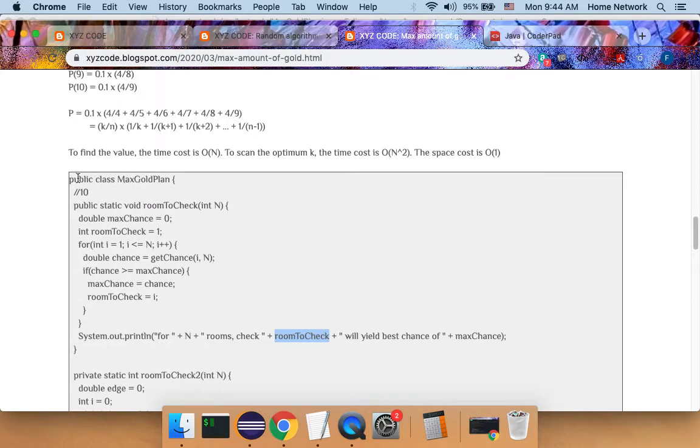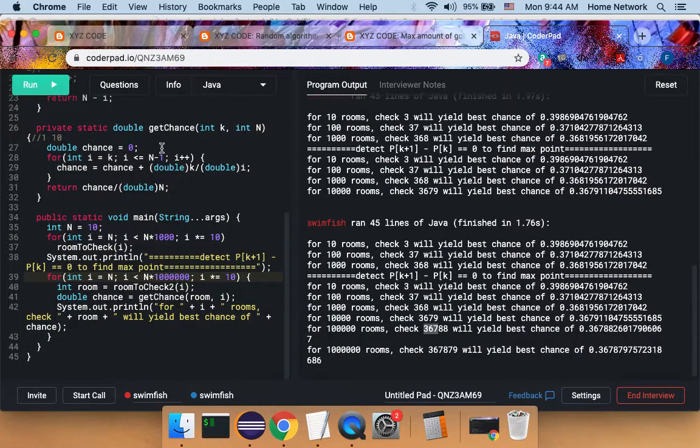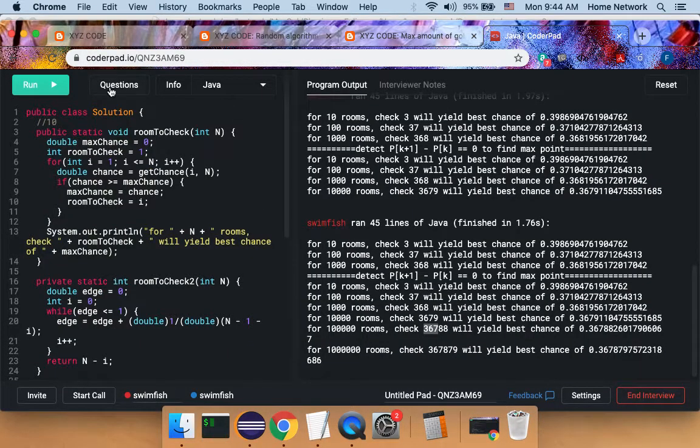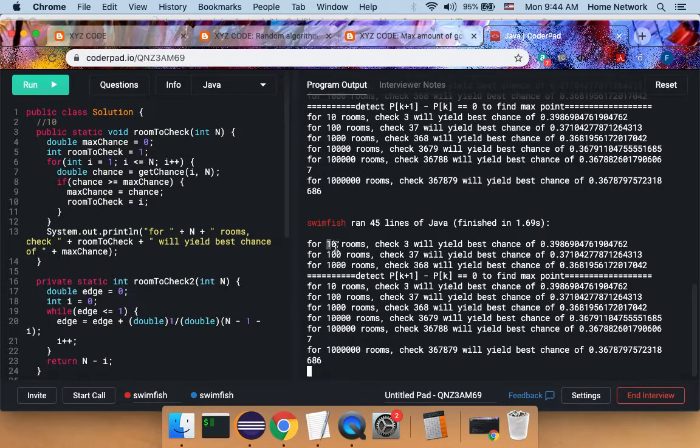So let's run this program. I already copied the code here. Run it. For 10 rooms, checking 3 will yield the best chance, 0.98. For 100 rooms, checking 37 is the best strategy. For 1000, checking 368 will be the best strategy. So let's see. This is a good number.